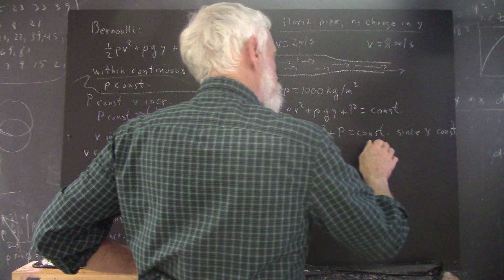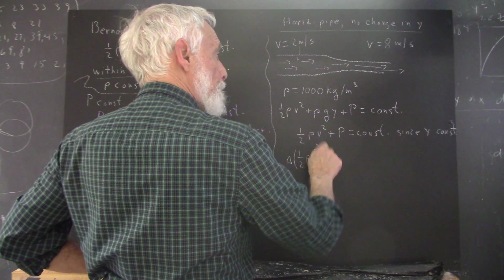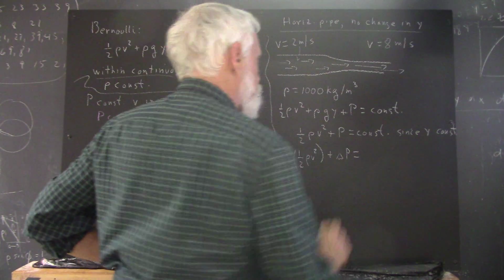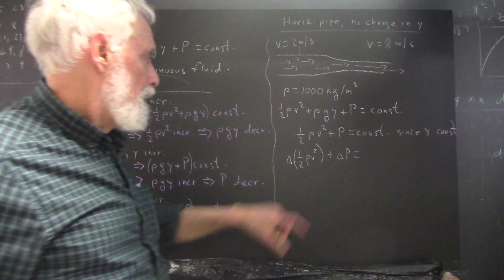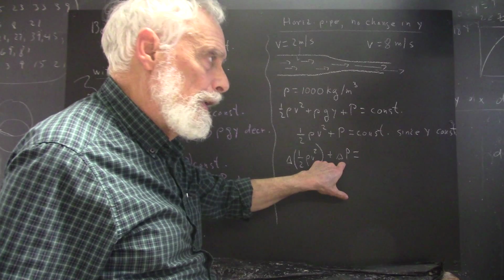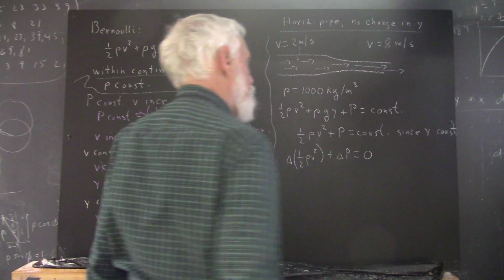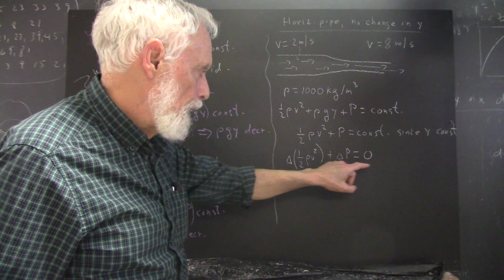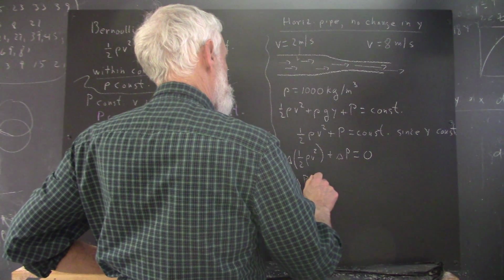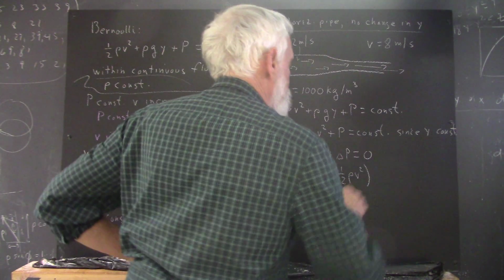Now, if 1/2 rho v squared plus p equals constant, that means the change in 1/2 rho v squared plus the change in p has to equal what? Well, if this plus this is always the same, then whatever the change is here, the change in here has to be equal and opposite. The changes have to add up to 0. So the change in this quantity plus the change in this quantity is 0. So the change in pressure is equal to negative the change in 1/2 rho v squared.